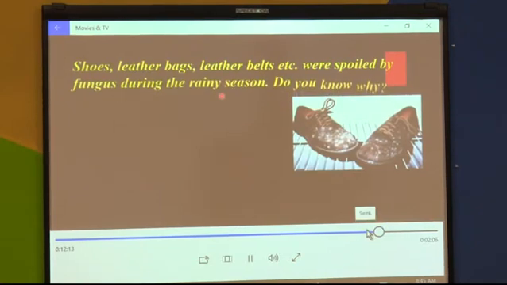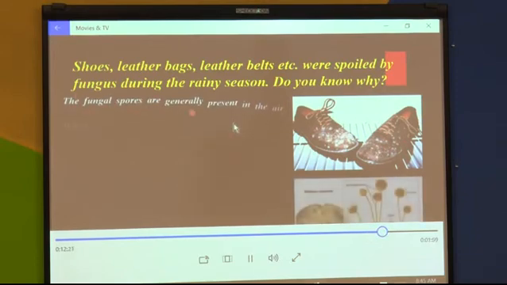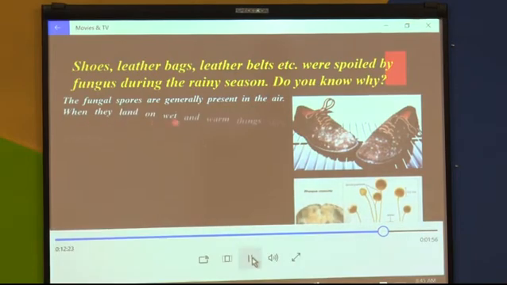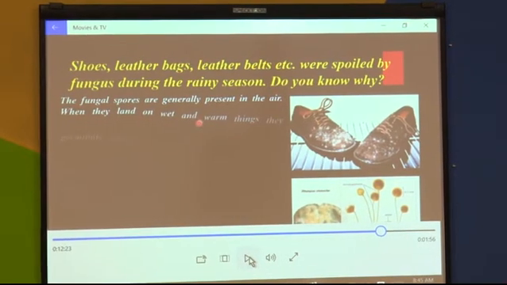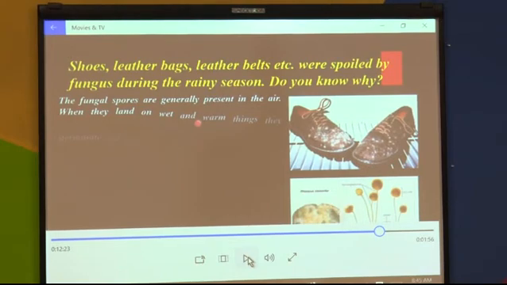Sometimes shoes, leather bags and leather belts are also spoiled by fungus during the rainy season. Have you seen that when we keep shoes in a moist area, or they get wet because of rain, and you keep them for a few days, then you can see fungal structure, or fungus grows on those shoes, and also on leather belts and leather bags. You can see this type of structure.